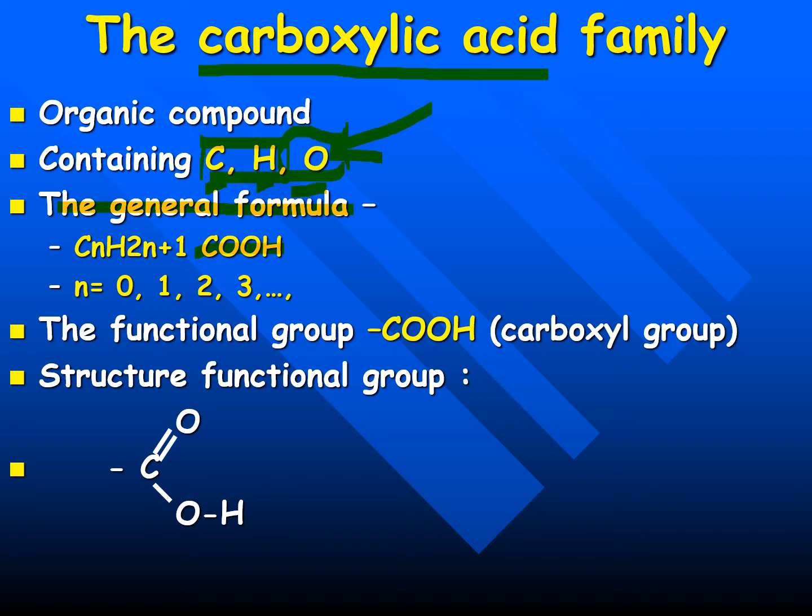Ingat lagi tak what is the general formula for alkane? CnH2n+2. For alkene, CnH2n sahaja. Okay, di mana n bermula daripada kosong. Ni pelik sikit. n start from 0. Okay, because we need at least one carbon to hold the COOH. So at least we need one carbon.